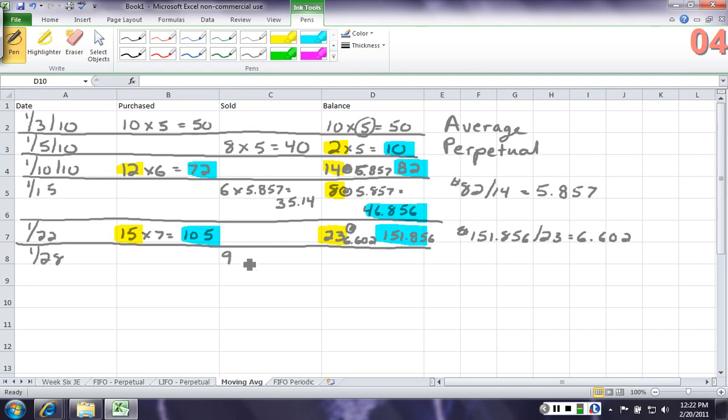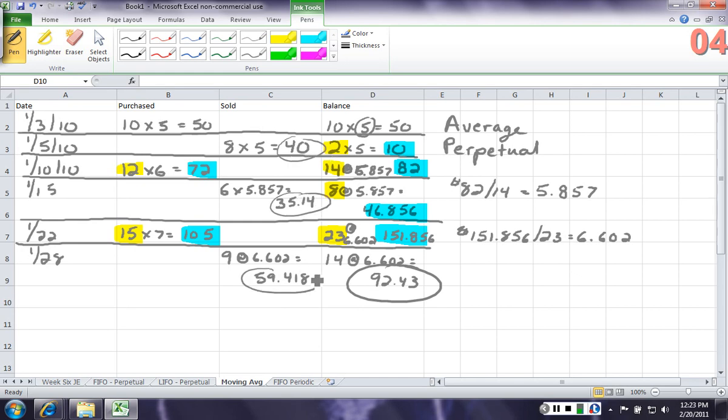Now we're going to sell another 9 units for $6.602, or $59.418. We're using that average cost. We have 14 units at 6.602, or $92.43 left in our ending inventory, and we have a cost of $134.56 for the month.